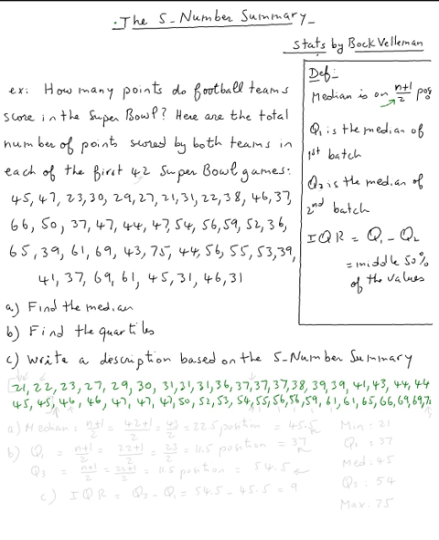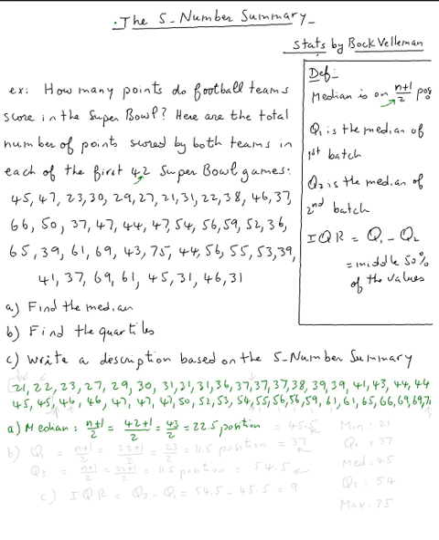Alright, so by the way, there are 42. We don't even need to count them. It even says 42 Super Bowl games. So we're looking for the median, and the median will be in the n plus 1 over 2 position. N is 42 scores, plus 1 over 2, which is 43 over 2, which is the 22.5 position.